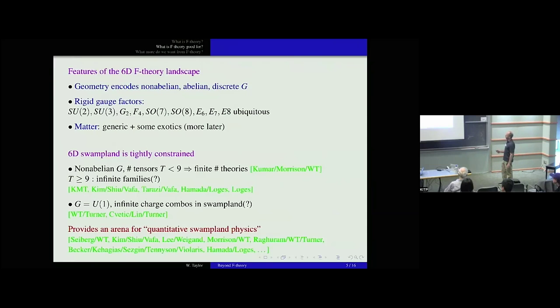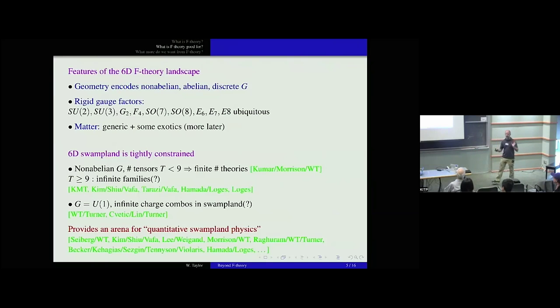And we also have a good understanding of this F-theory construction. So this is a great arena for comparing the landscape to the set of possible theories and understanding the swampland. So for example, if we restrict to a non-abelian gauge group and limit the number of tensor multiplets to fewer than 9, there are a finite number of branches of this theory.